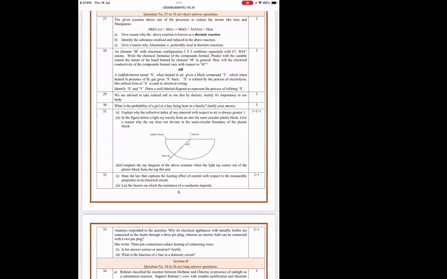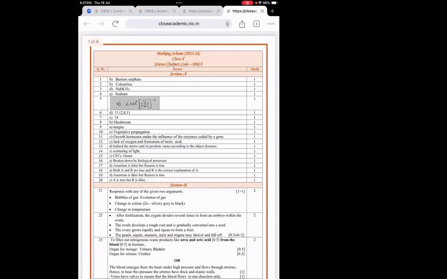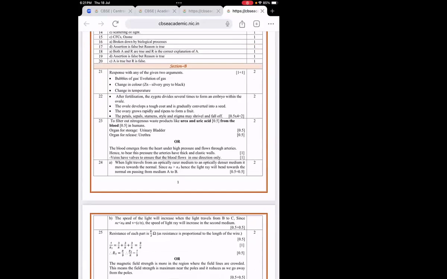Why have they mentioned 1 plus 1 plus 1? Because each and every part is of 1 mark. Then question number 32 is given as 2 plus 1 because 2 questions are there. The first question is of 2 marks and the second one is of 1 mark. Accordingly you should answer, and that is how the marking scheme works. In question number 21, though it was all together 2 marks, they have given 1 plus 1: 1 for the first point, the second for the second point. Same goes for question number 22.